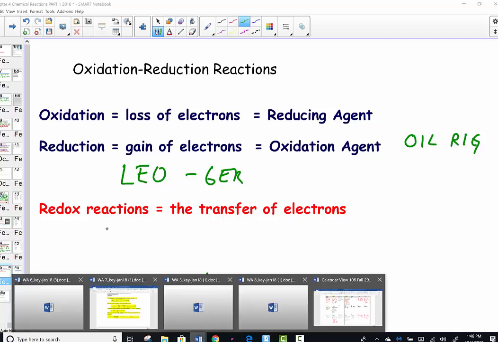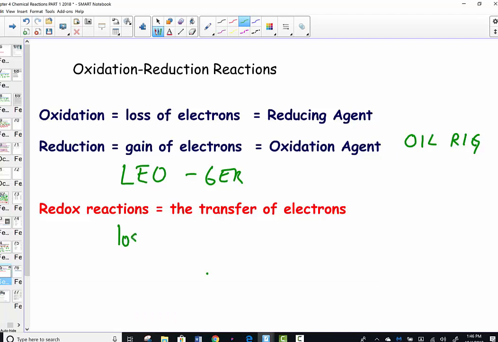If you lose electrons, I'll put loss of electrons, that's better grammar. If you lose electrons or loss of electrons, you're removing negatively charged particles. You become more positive if you lose electrons. Sodium ion loses an electron, becomes +1. Magnesium ion lost 2 electrons, becomes +2. Losing electrons makes you become more positive.